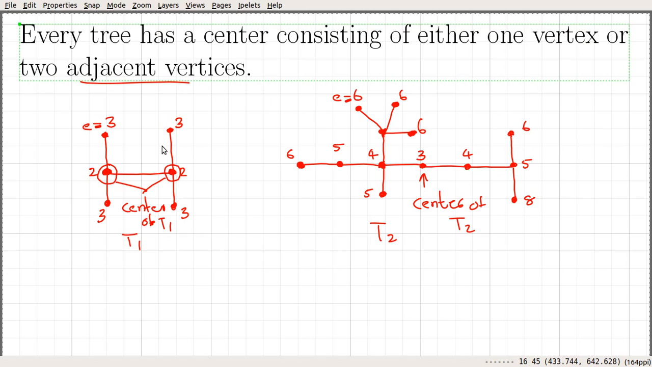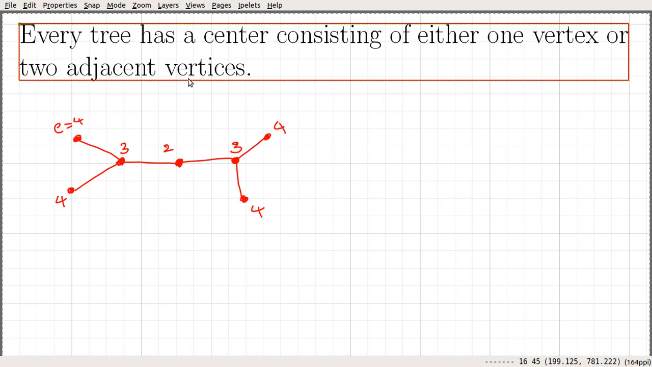So the earlier graph happened to have two centers, and the statement says if a tree has two centers, then they must be adjacent. That's true for that one, and this graph has only one. The statement says every tree has a center consisting of either one vertex or two adjacent vertices. So let's go and prove this statement.